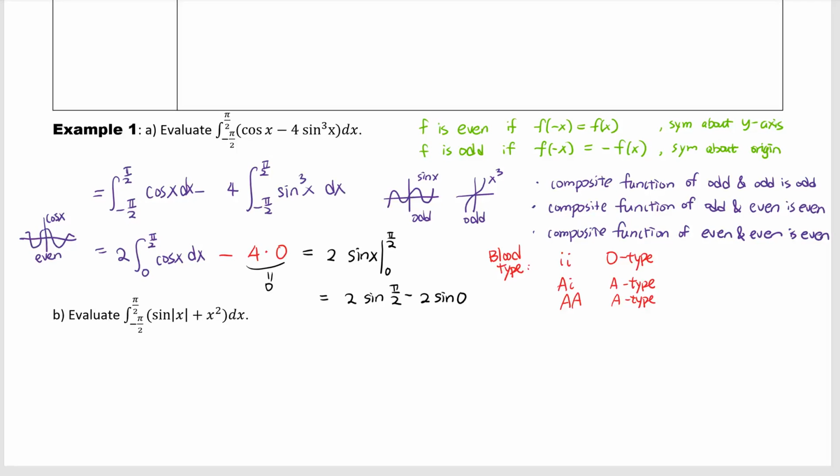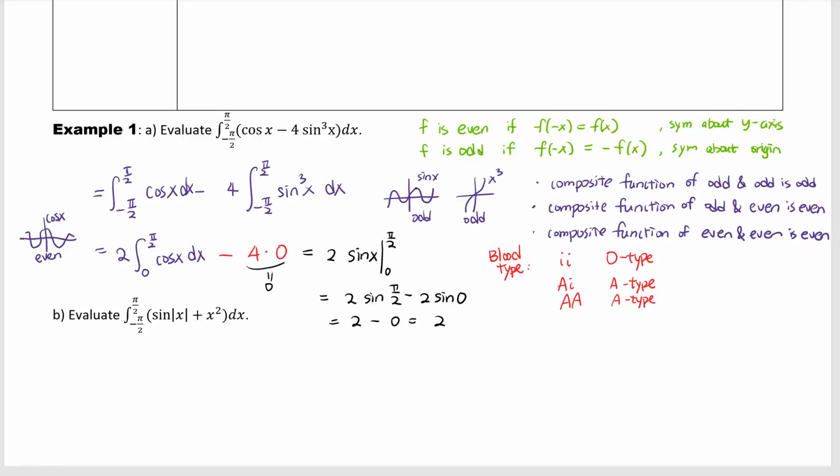So sine of pi over 2 is 1. So 2 minus sine of 0, which is 0. So the answer is 2. Okay, so that's part A. Let's look at part B.